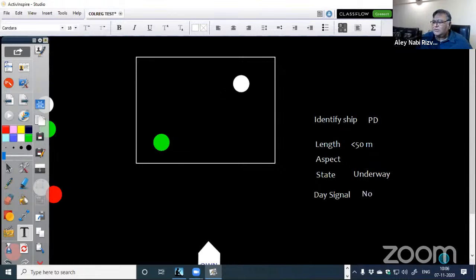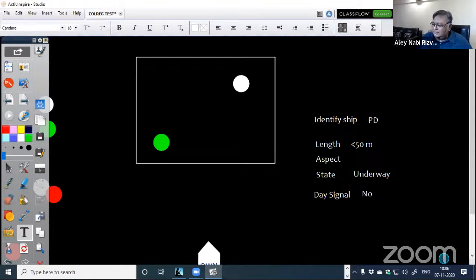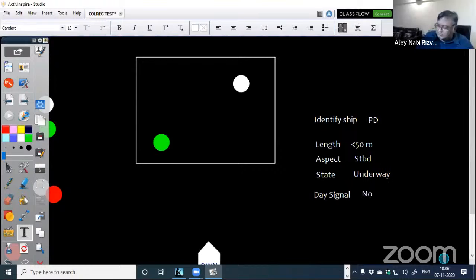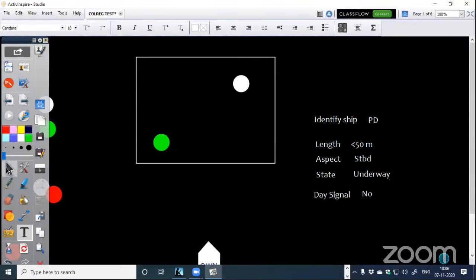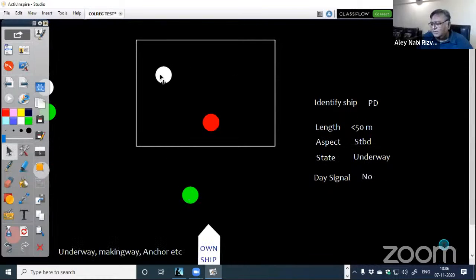So here, let's talk about this vessel. Power-driven vessel less than 50 meter, underway, seen from starboard side. Starboard side, sir. And this is underway and no signal. Are we okay with that? Yes, sir. Now, if I just replace this way, then what do I do? Instead of starboard, I replace starboard with port, sir.